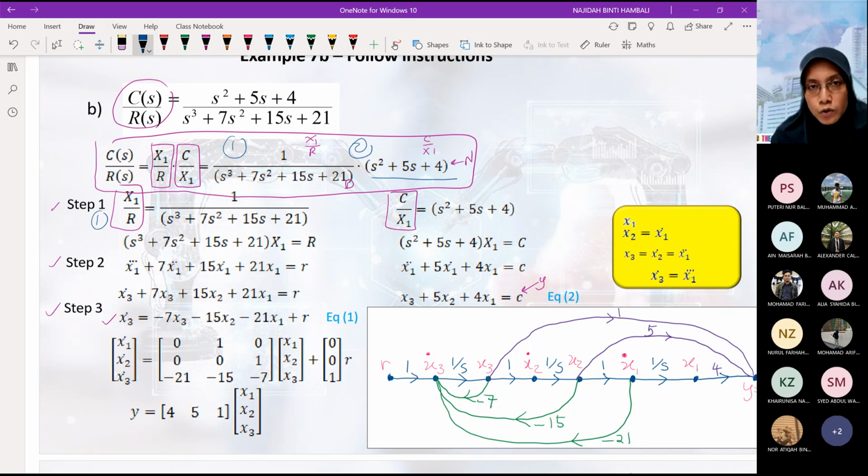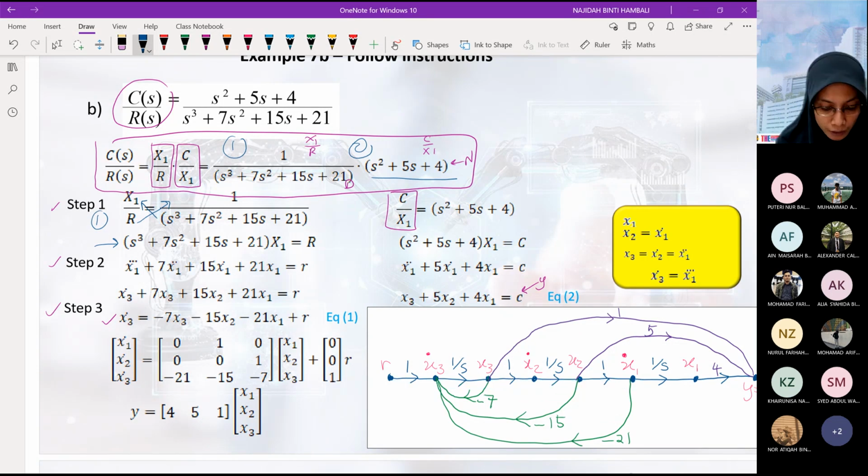So settle the first part first, X1 over R, using 3 steps. The first one, you need to cross multiply both of the transfer function. So X1 multiplies with the denominator, input multiplies with 1. Then you have this equation, which is equal to R. On the left side is your denominator function actually.